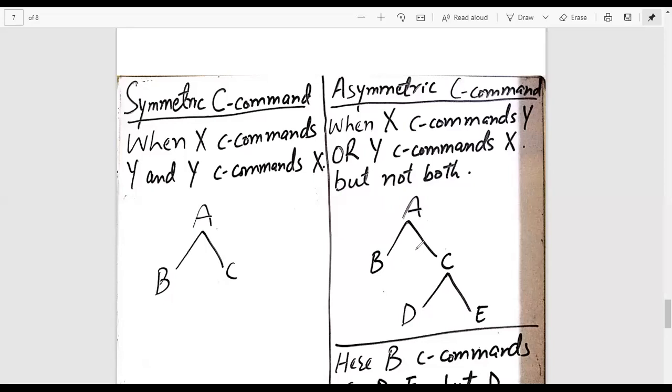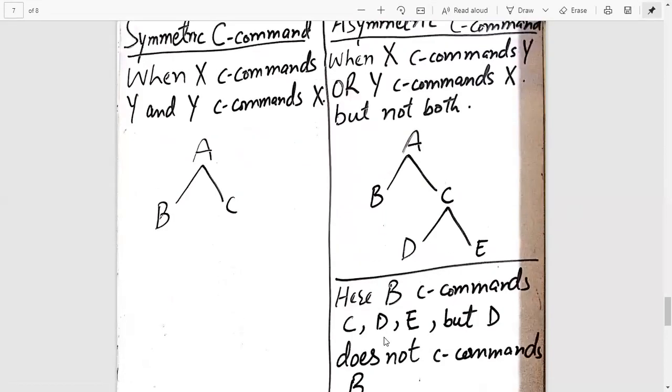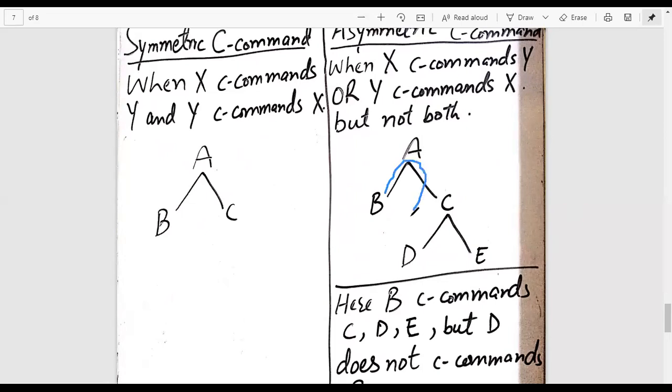So let us look at the example here. Here in this example, A, B, C, D, E. What happens here? We see that in this diagram, B, C c-commands C, D, E, but D does not c-command B. How? Let me discuss the diagram here. Here B, C c-command C, D, E. How? You are going one step up, then all the way down, everything that comes under A. So B, C c-command C, D, E, etc.